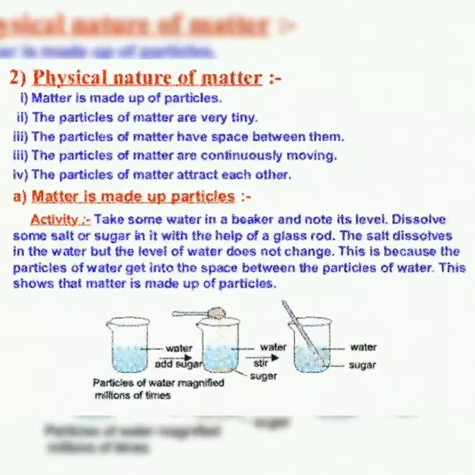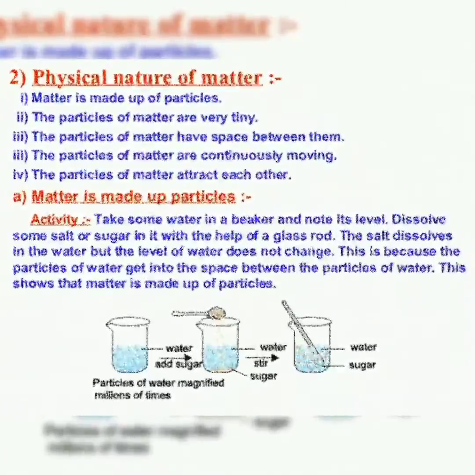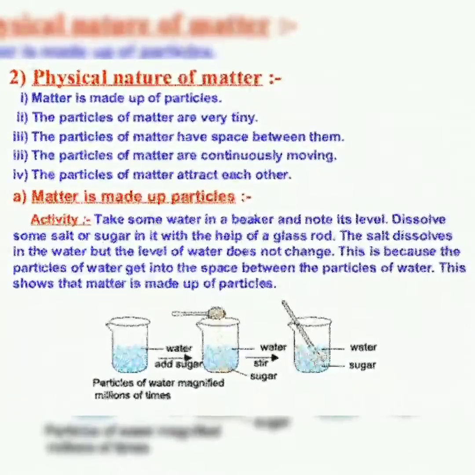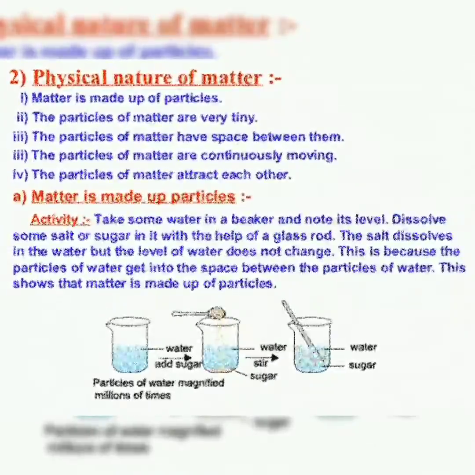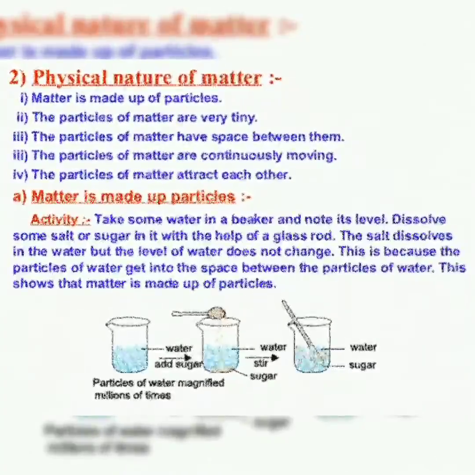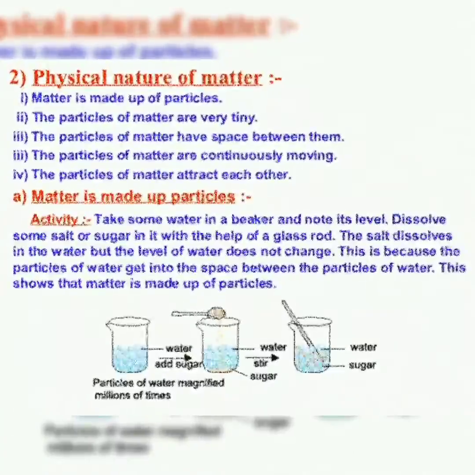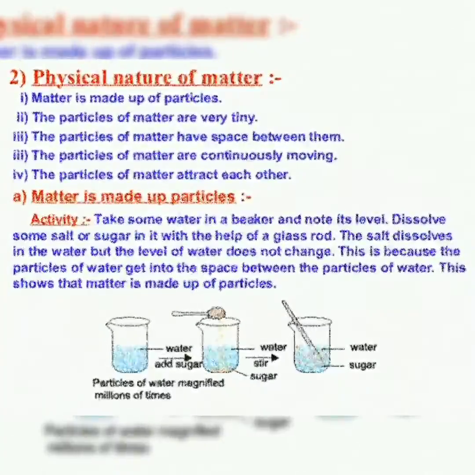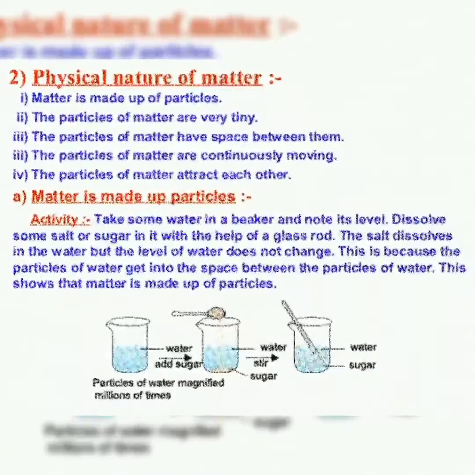Next one is important features of particles of matter. There are the following features of particles of matter. Number one, particles of matter are very small. Second, they have interparticle space between them. Third, the particles of matter are continuously moving in space. Fourth, the particles of matter attract each other. In the above activity, it is clear that the particles of matter have space between them.